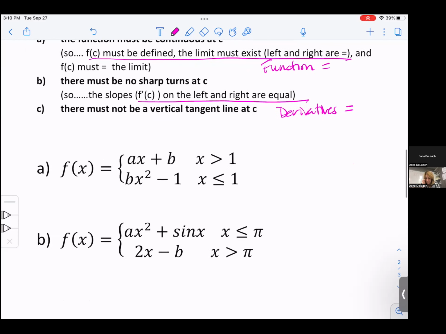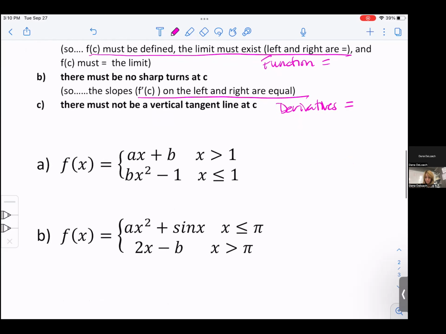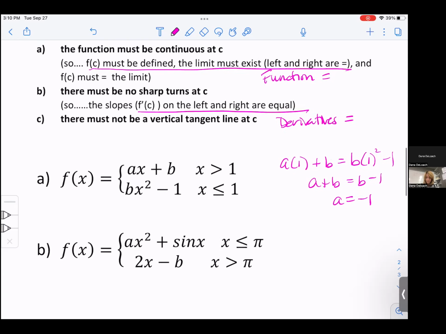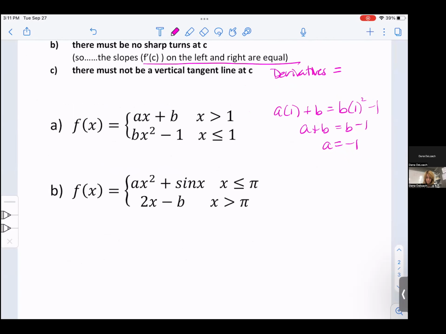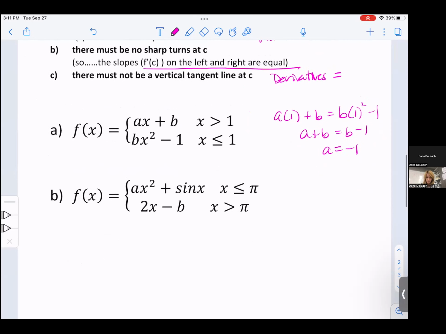Okay, so to find the value of A and B, I'm going to say A times 1 plus B equals B times 1 squared minus 1. So A plus B equals B minus 1, or A equals -1. Now I'm going to set the derivatives equal. And so I'm running out of room. I'm going to have to make this a lot smaller and zoom in.